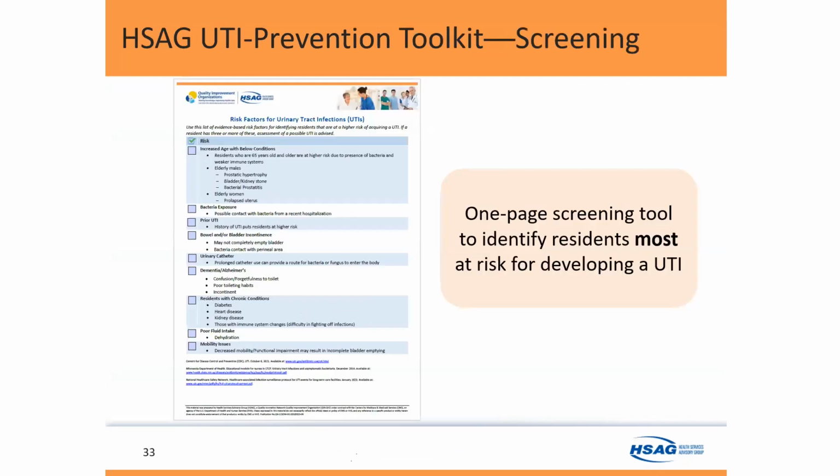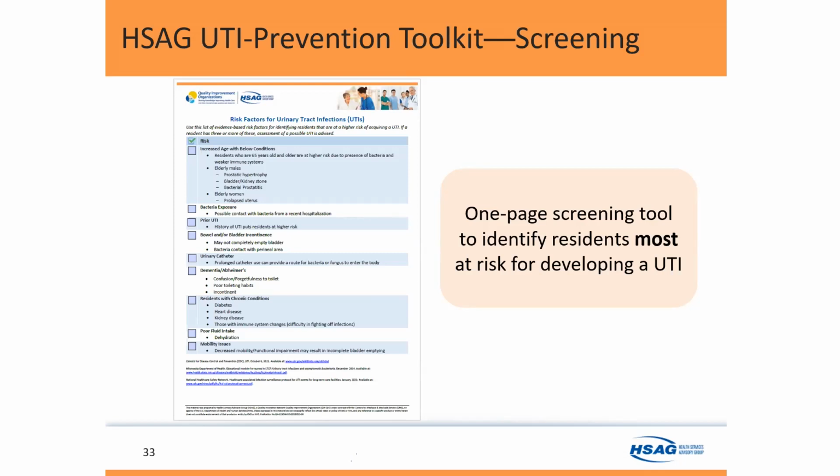So I'm extremely excited to share the HSAG UTI Prevention Toolkit. The first part of this toolkit, which is on the screen now, is a one-page screening tool to identify residents most at risk for developing a UTI. You can begin utilizing this tool with new admissions, maybe including it as a part of your admission packet, and then rolling the assessment out to more seasoned residents. So the staff will check all the boxes that are applicable, and as stated at the top of the tool, a reminder from staff, for the staff, that if a resident has 3 or more of the factors, assessment of a possible UTI is advised.